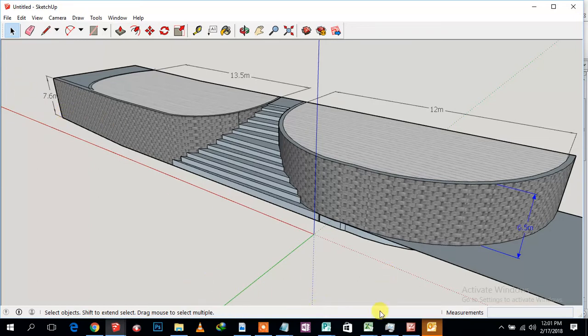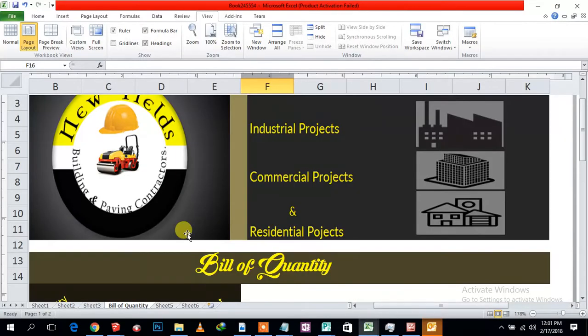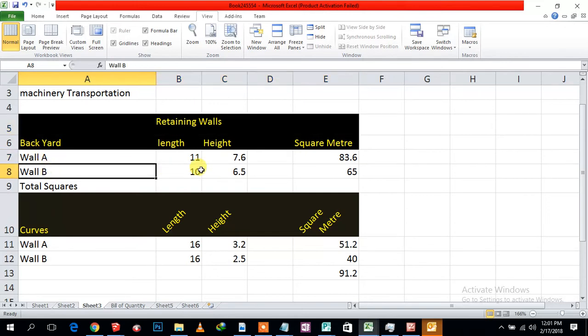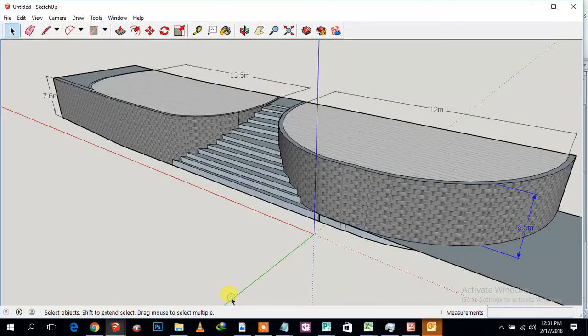So I have a spreadsheet that I'm using to get an idea of actually what we are looking at. I'm just going to quickly show you. What I've labeled here is wall A and wall B, and the length and the height, just to get the square meters. Let me take it back again. For example, if I want to find out how many square meters this wall has altogether, I could label this as wall A, and this is wall B.